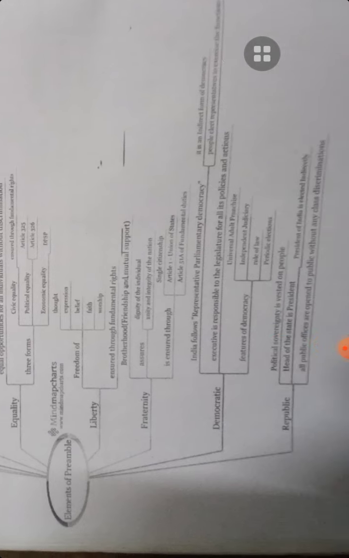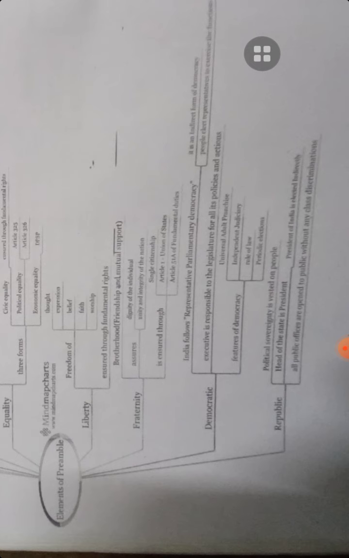Ensured through fundamental rights. Fraternity: brotherhood, friendship, mutual support. Assured dignity of the individual and the unity and integrity of the nation. Ensured single citizenship, Article 1, Union of States, and Article 51, fundamental duties. And democratic means representation of parliamentary democracy, the executive responsible to the legislature for all political action. Features of democracy: universal adult franchise, independent judiciary, rule of law and periodic elections.